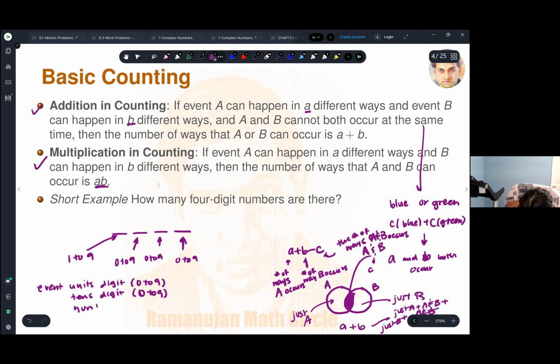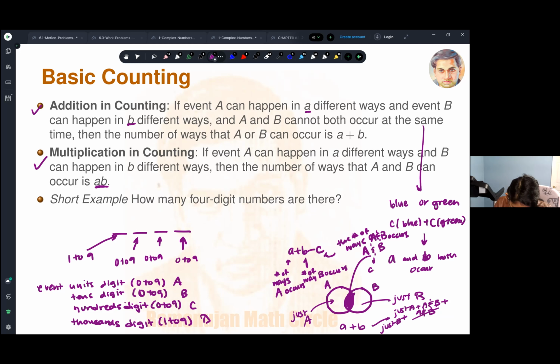Hundreds digit is 0 to 9. And our thousands digit is 1 to 9. So we want all of these to occur. This is our event A, B, C, D. So these are events. And in order for all of these to happen, we're going to have A times B times C times D by the multiplication principle because we want all 4 to occur.